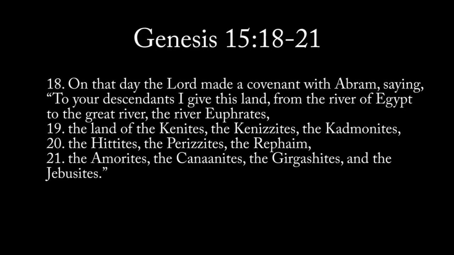Speaking of nation-states, a related point concerns the massive Israeli empire detailed in the scripture. Genesis 15, 18-21 describes the borders of the land of Israel. "On that day the Lord made a covenant with Abram, saying, 'To your descendants I give this land, from the river of Egypt to the great river, the river Euphrates, the land of the Canaanites, the Kenizzites, the Cadmonites, the Hittites, the Perizzites, the Rephaim, the Amorites, the Canaanites, the Girgashites, and the Jebusites.'"